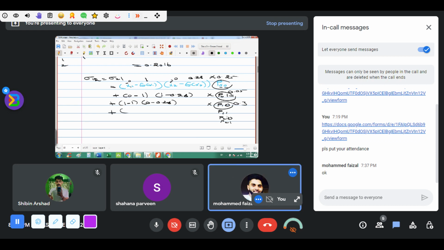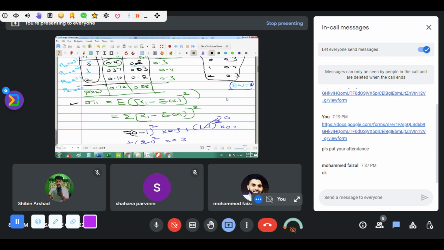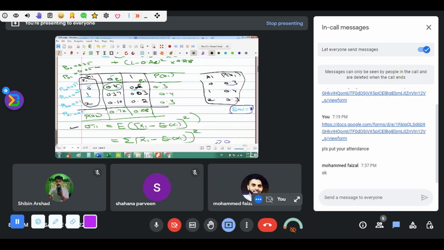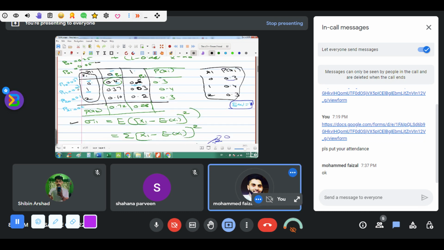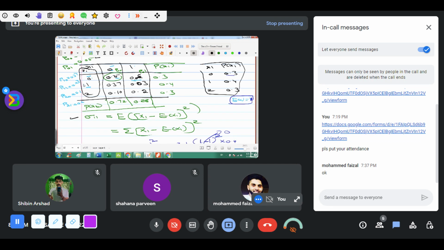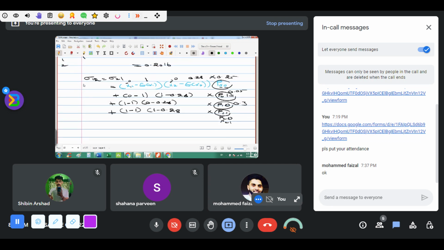Plus 1 1. Sorry, 1 1 is correct. 1 minus E of x1 value is 1, then 1 minus E of x2 value is 0.28, into the probability of 1 1. What is the probability of 1 1 value? 0.03. Yeah, 0.03. Please complete the remaining.